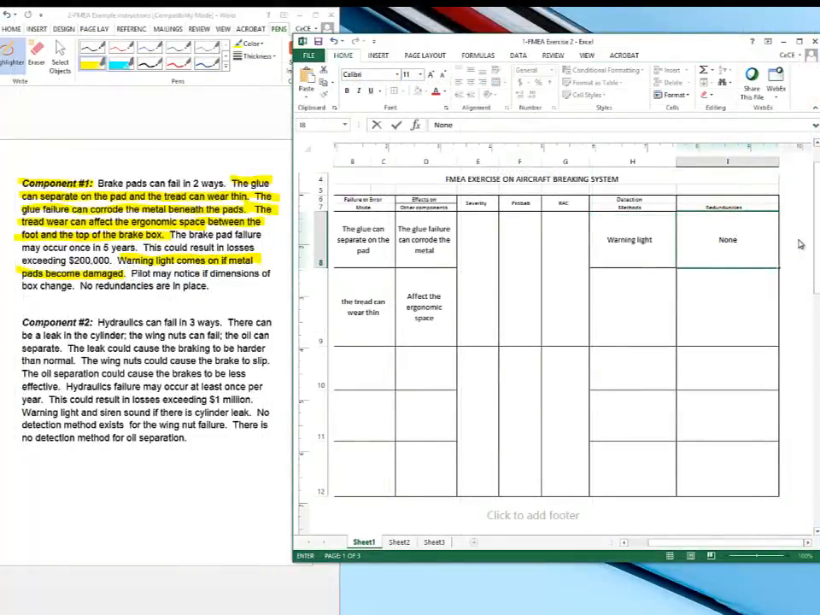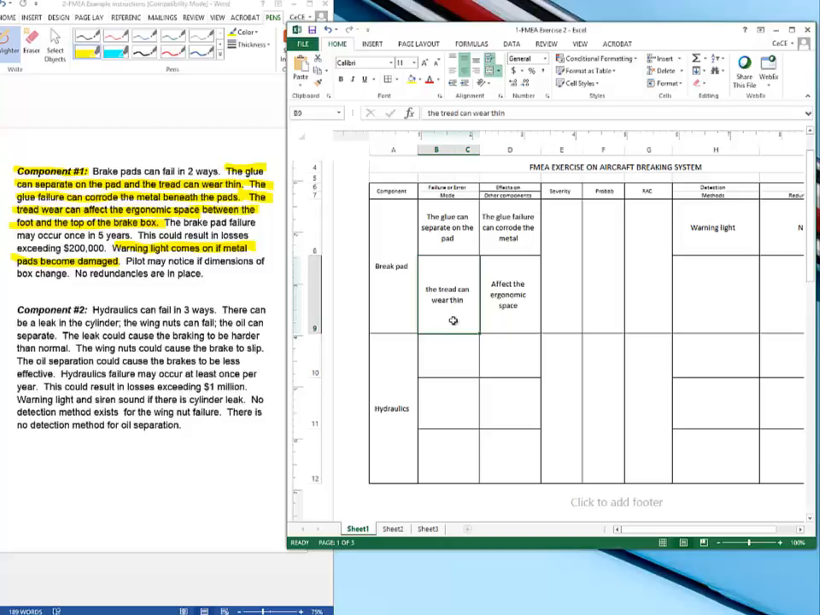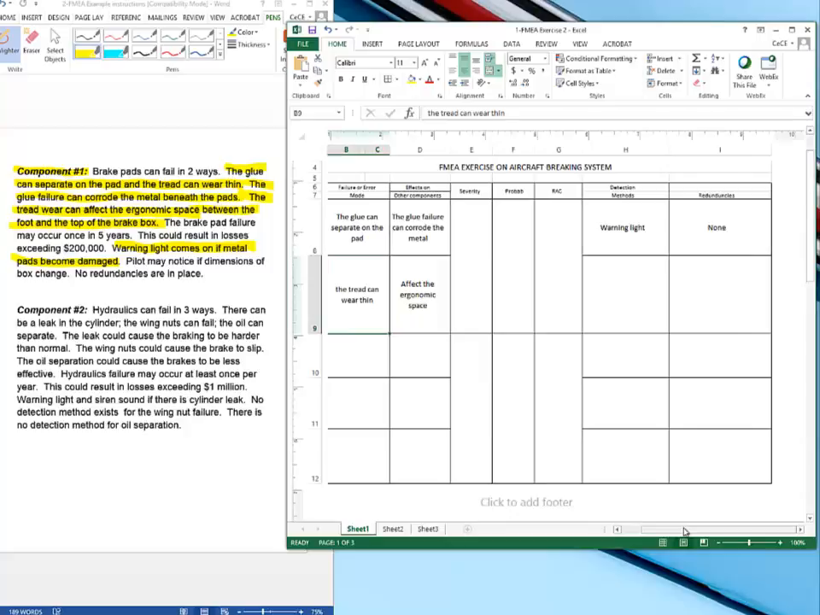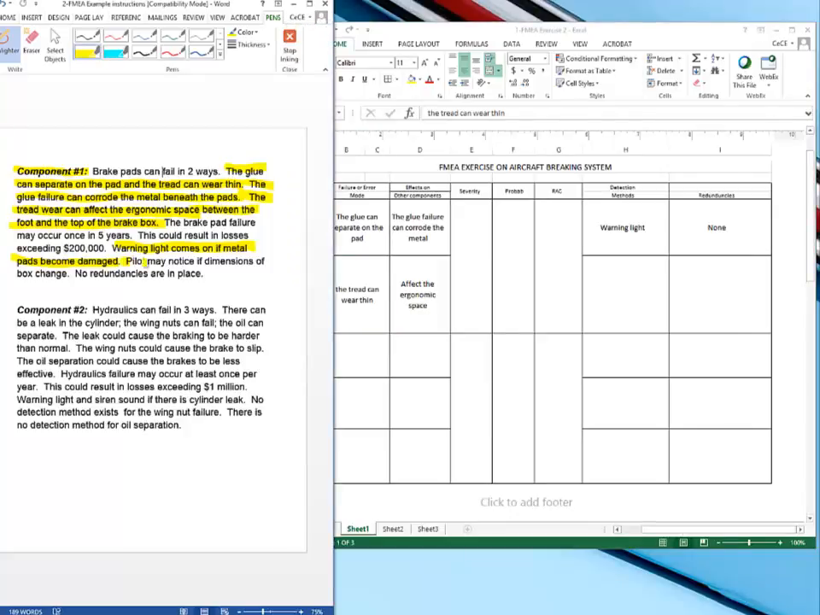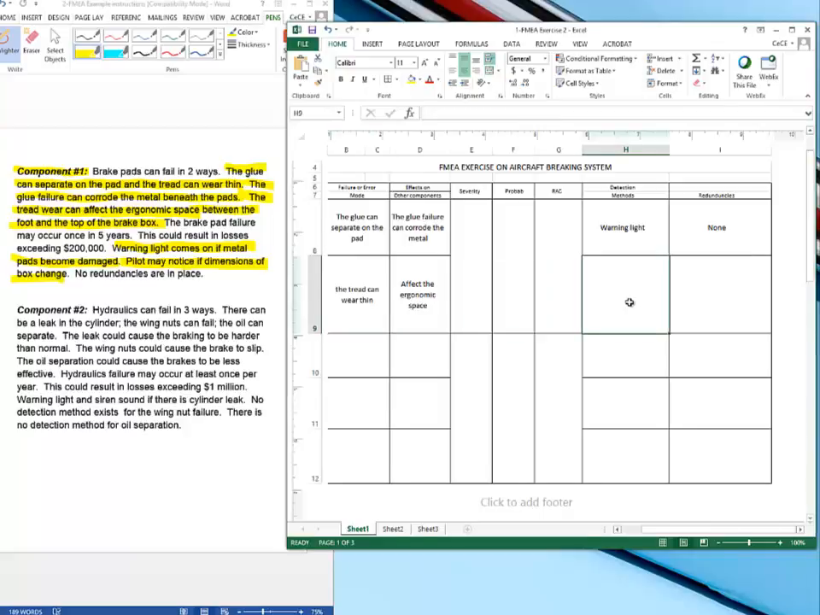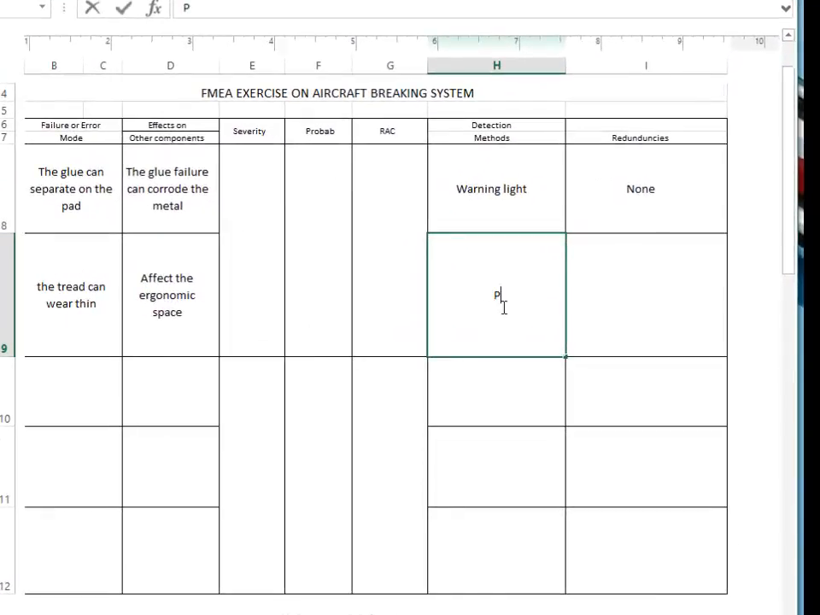And our second mode of failure, which is the tread can wear thin. All right, what other information do we have there? Well, we see that the pilot may notice if the dimensions of the box change. So he may notice something. So really the only detection method that we have here is that the pilot may notice. That doesn't seem too good to me because it's too late then, isn't it? All right, and again, we don't have any redundancies. We don't have a backup when that particular thing happens.